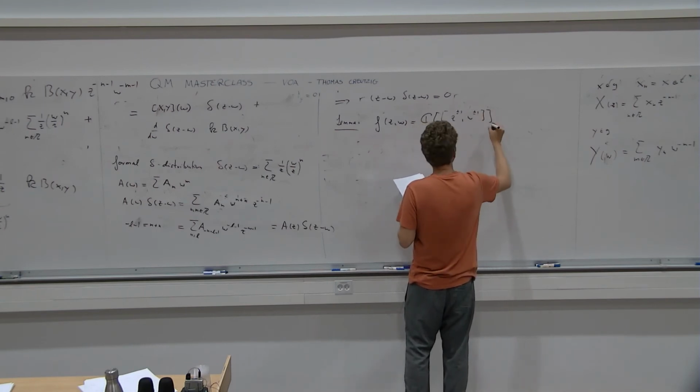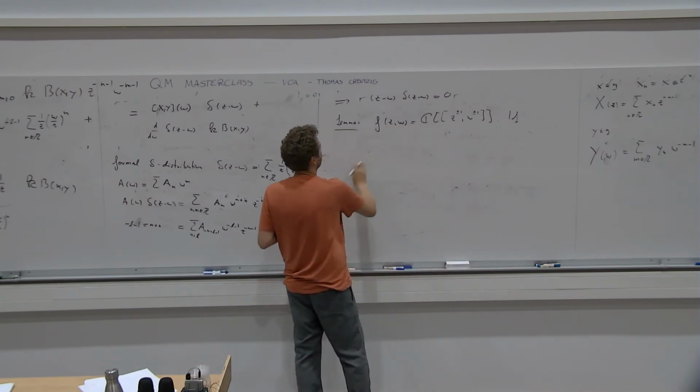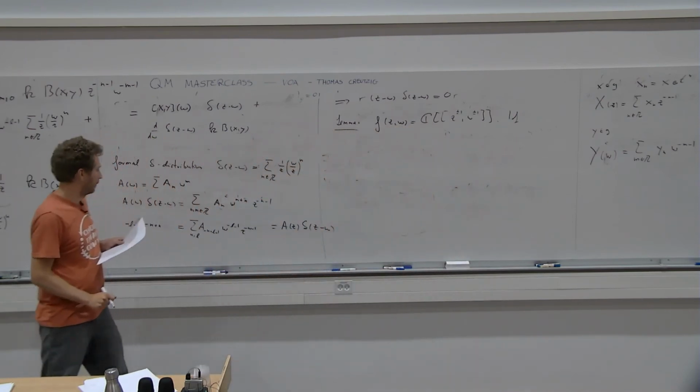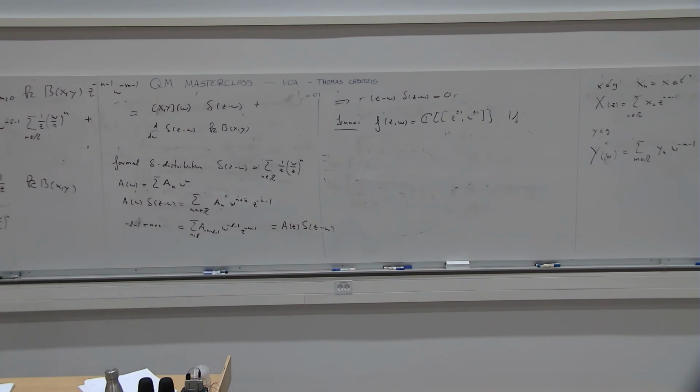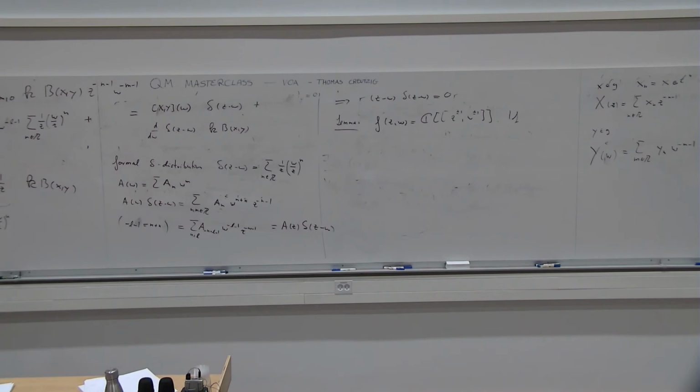Thomas, are you sure about the sign? I mean, you didn't do this last step, but you start with A of W delta of Z minus W. And then you say it's totally symmetric. So I would expect to get A of Z delta of W minus Z at the other end. Am I being stupid? You're right.